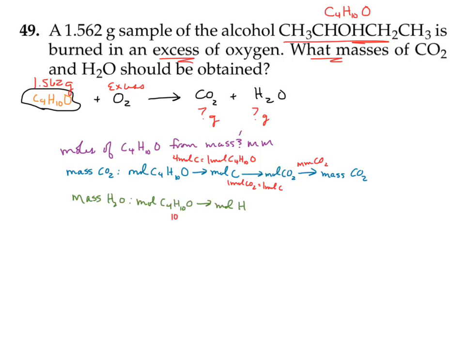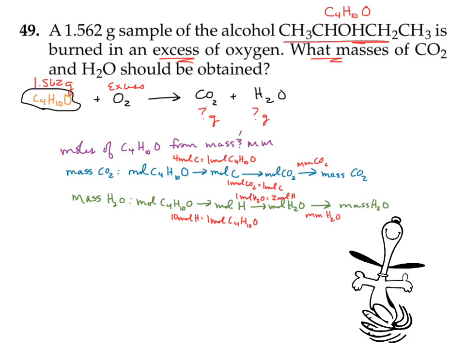And to get to the mass of water, we first focus on the relative moles of hydrogen in the compound you burned, which looks like 10 to 1. And then we go to moles of water molecules. Don't forget, we have a 2 to 1 relationship between moles of hydrogen atoms and moles of water molecules. And then use the molar mass of water to back out to the grams of water.